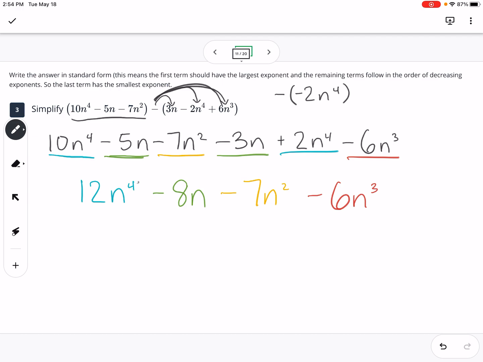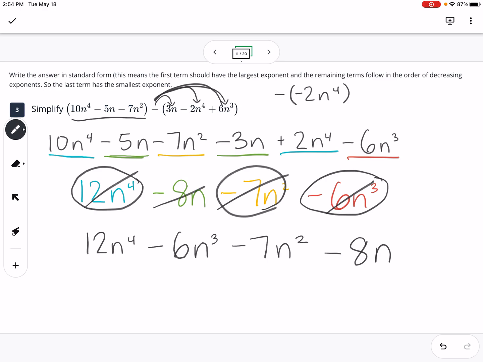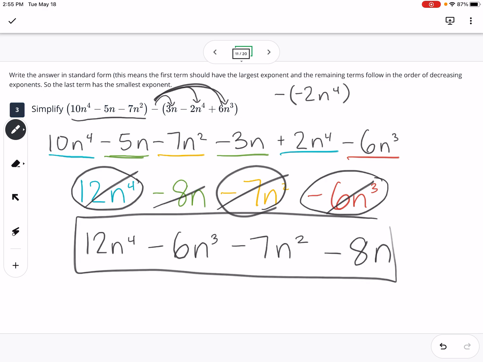That means I take my largest exponent. My largest exponent is a 4. So I've done this one, and I'm just going to make sure I keep track of it. Now this is my next largest exponent, an exponent of 3. This is my next largest exponent. And this is my final one. This is technically an exponent of 1, and that's going to be my final term. Okay, so this is the answer you're going to put in Edulastic.